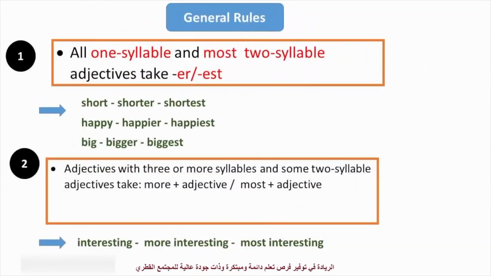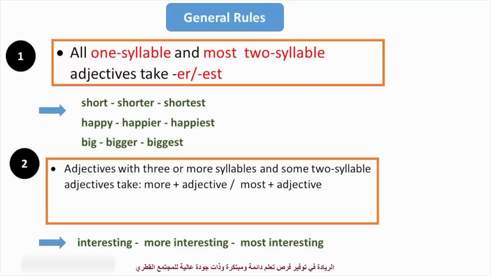General rules. 1. All one-syllable and most two-syllable adjectives take er or est. For example, short becomes shorter or shortest. Happy becomes happier or happiest. Big becomes bigger or biggest.